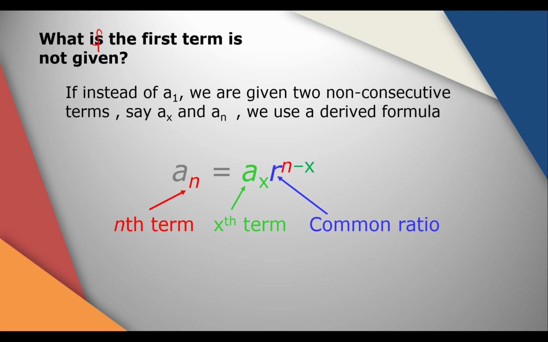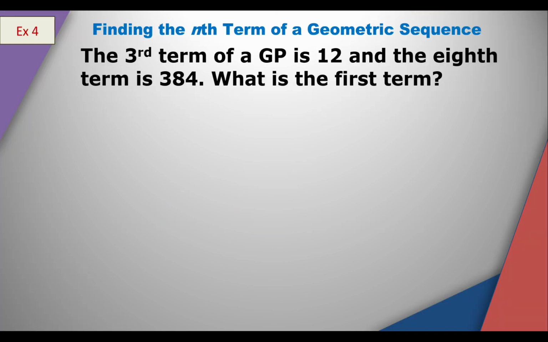A sub n is equal to a sub x multiplied by the common ratio, which is raised to the difference of n and x. Again, take note, n here as a subscript, n here as a superscript, x here as a subscript, x here as a superscript. Let us apply this formula in exercises.